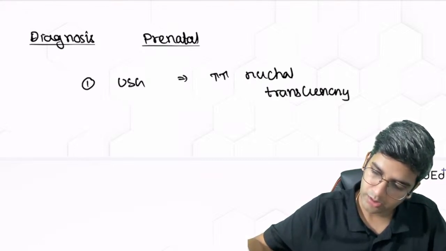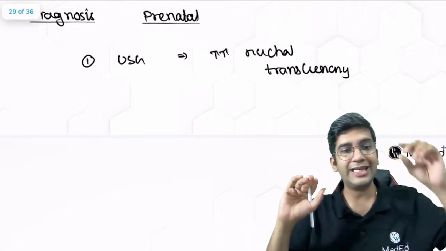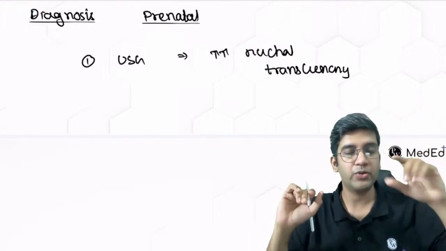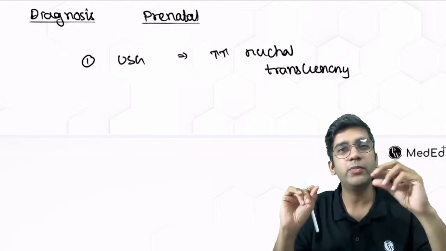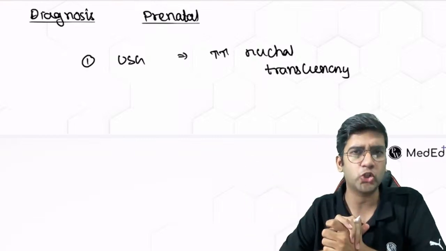The increased nuchal translucency is the first starting point because that's the earliest thing you can do. At 8-9 weeks you can do it. The skin fold here will be a bit thicker. The radiologist will definitely come and talk to you about that, right?